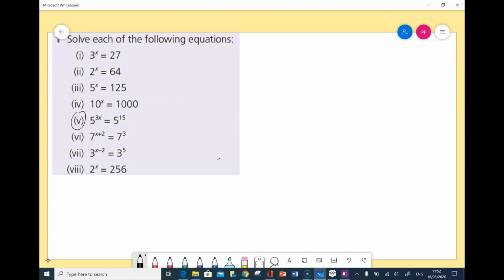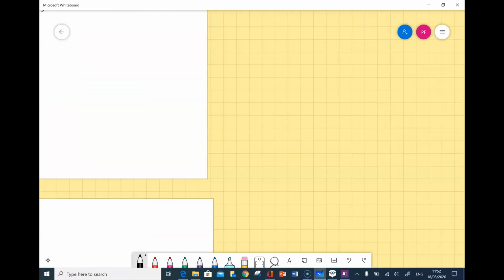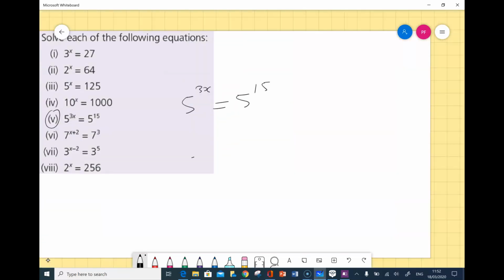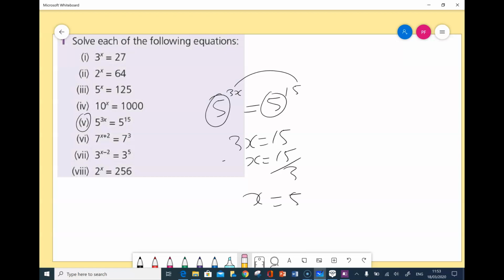Part 5. 5 to the power of 3x is equal to 5 to the power of 15. My base numbers are already the same, so my indices must be the same. 3x equals 15. 3 is multiplying x, so when it comes over, it divides. X must be equal to 5.